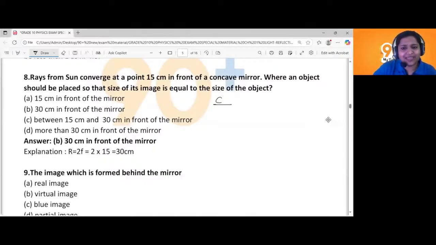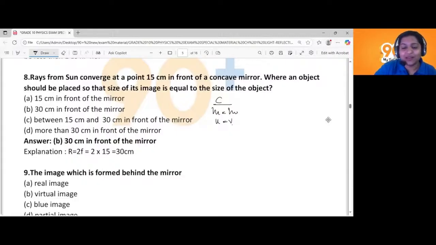When I keep an object at C in a concave mirror, height of the image will be equal to height of the object. Okay. Distance of the image from the mirror will be equal to distance of the object from the mirror. Distance of the object from the mirror equals distance of the image from the mirror. This is the condition when you keep an object at C in a concave mirror. Okay. So here the question is, where should an object be placed so that the size of the image is equal to the size of the object?